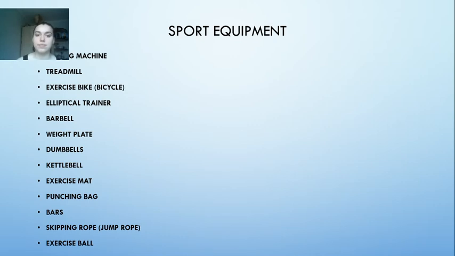Elliptical trainer. Elliptical trainer is known in Ukrainian as orbitrek. Barbell. It's real equipment for strong men, maybe.